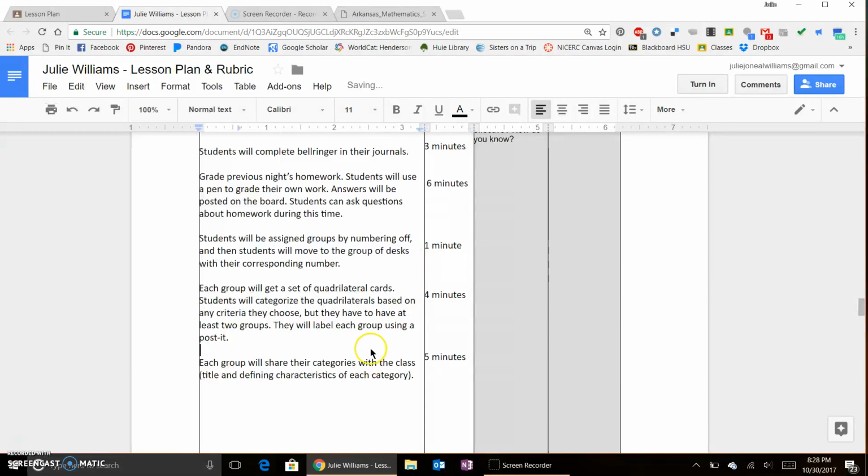Okay. And then each group will get a set of quadrilateral cards. Students will categorize. So I'm writing what's happening here. 4 minutes. And then each group will share their categories with the class. Again, I'm sharing. This is not complete. This is not all. I'm not going to write the entire lesson.